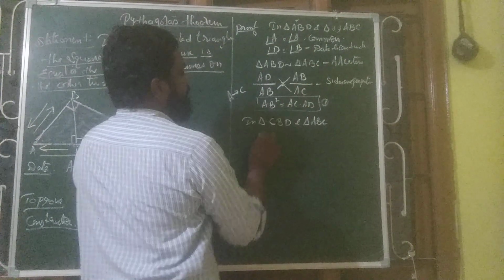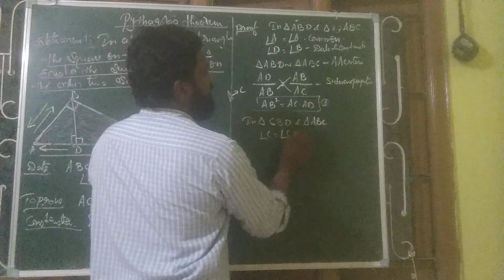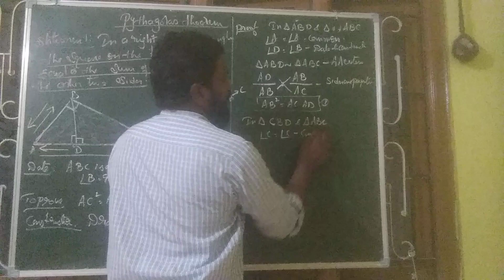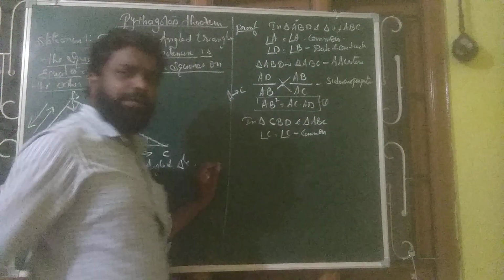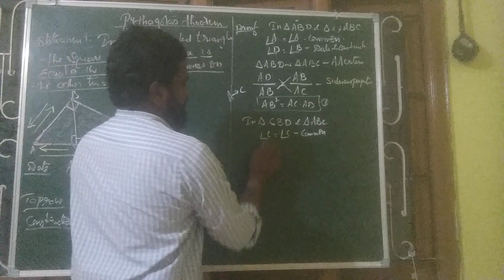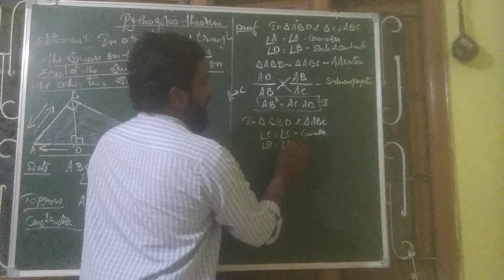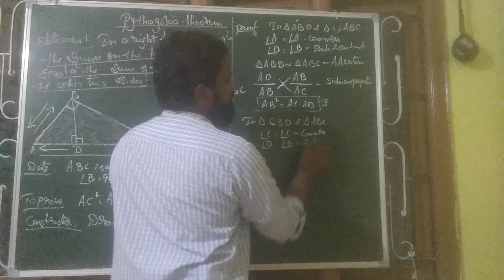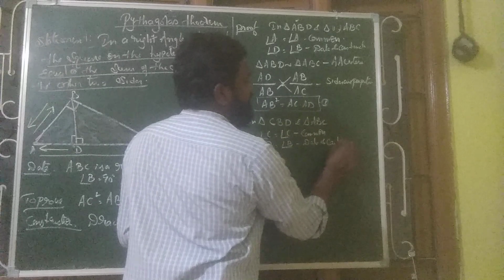So what are the angle names here? Angle C is equal to angle C. Same reason: common, or this will be as it is. Angle D is equal to angle B, and the reason is also the same: data and construction.